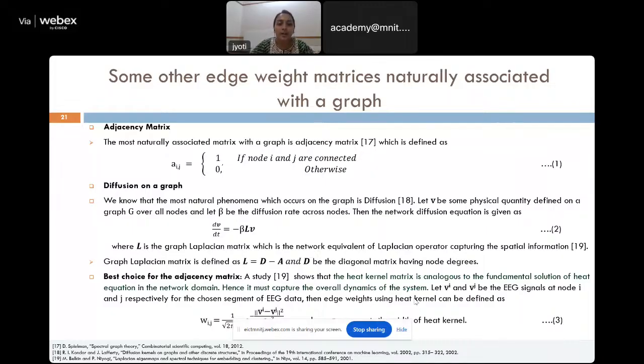We know that the fundamental solution of the diffusion equation is the heat equation. Similar to that, the heat kernel is defined in the network domain, and the heat kernel matrix, which is given by this formula, is basically the fundamental solution of the network diffusion equation, which gets the complete dynamics of the underlying system. So the heat kernel can also be used as a functional connectivity measure if we consider the diffusion phenomena on the network which is there in your brain.